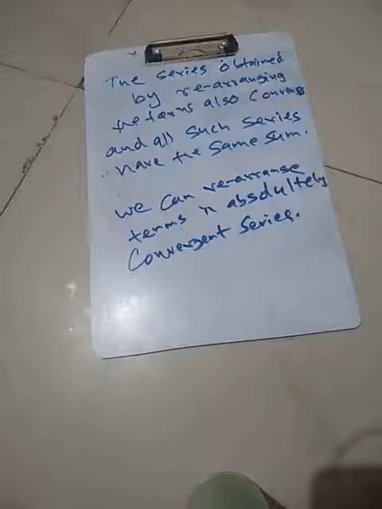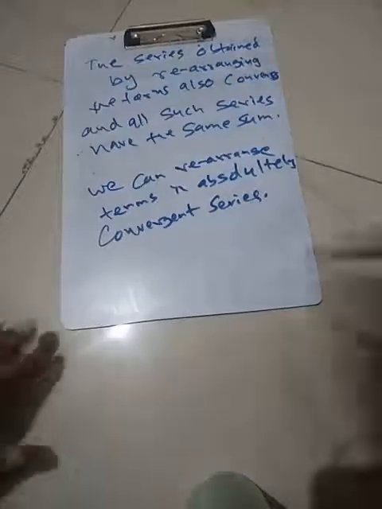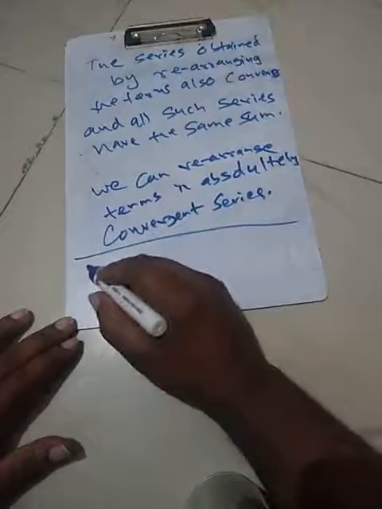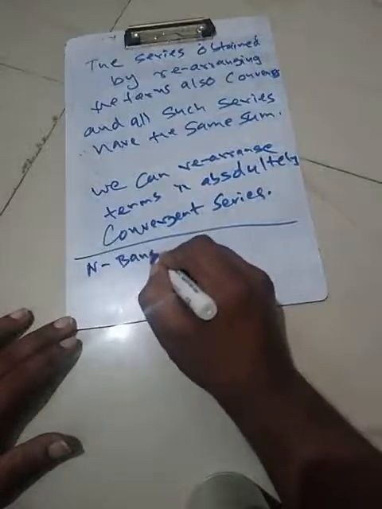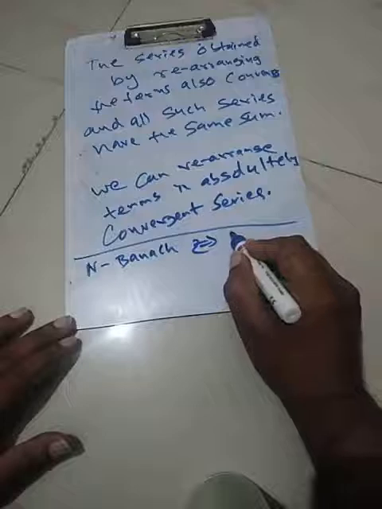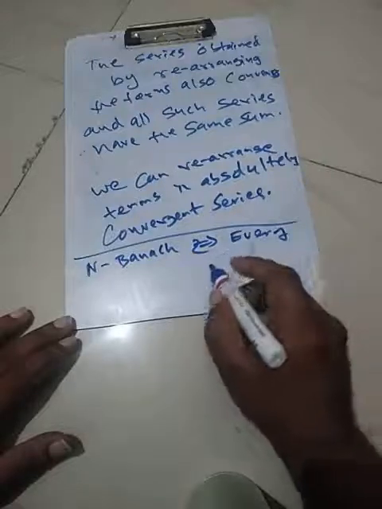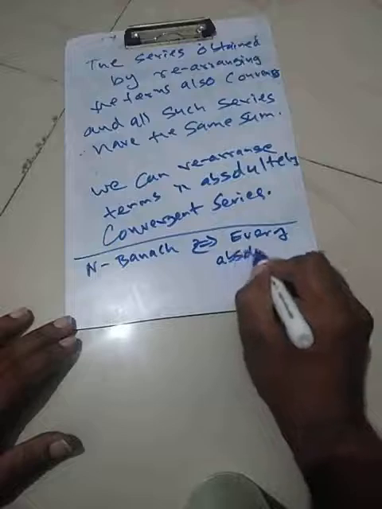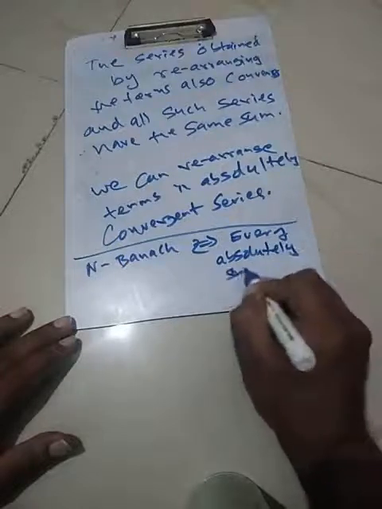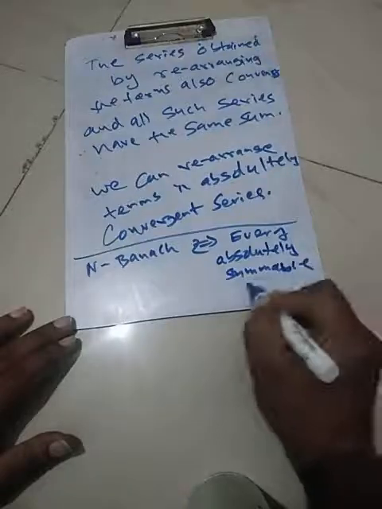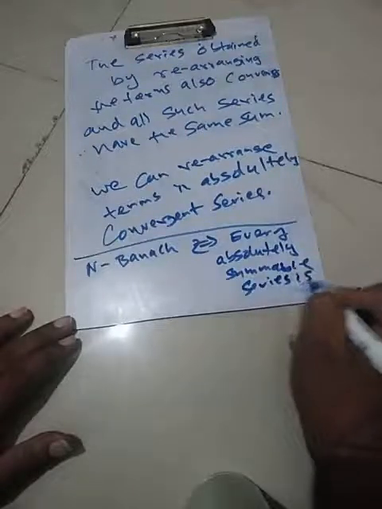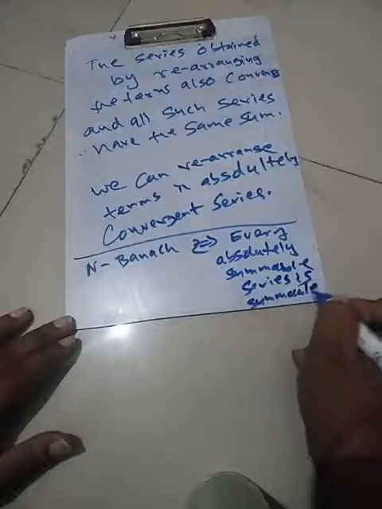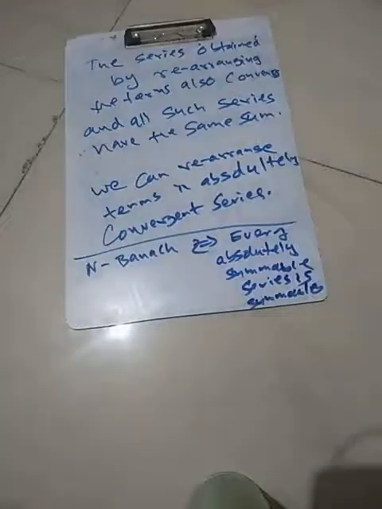If every absolutely summable series is summable, then it's a Banach space. That is an easy criterion to prove. So N is a normed linear space, and N is a Banach space if and only if every absolutely summable series is summable. Since we are focusing on Banach spaces, if it is a Banach space, then what we are saying is that every absolutely summable series is summable.